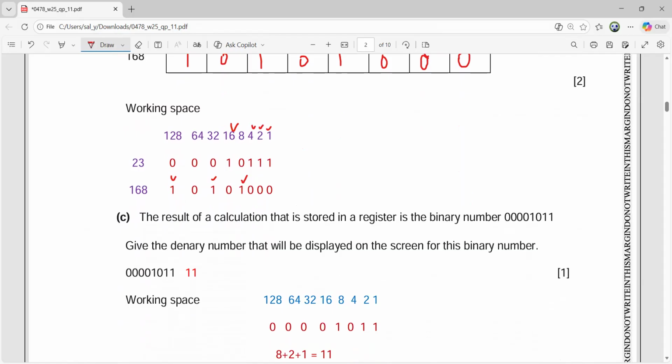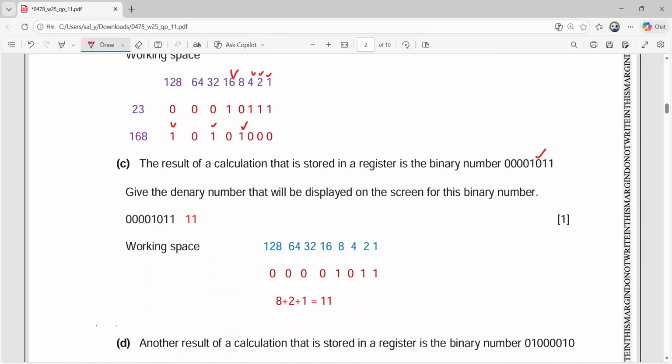The result of a calculation that is stored in a register is the binary number 00001011. Give the denary number that will be displayed on the screen for this binary number. It means that you simply need to do the calculation from binary to denary. So what you do is you do the same as we did for the earlier part, but here you will be simply adding all those bits which are on. So the bits which are on are 8 and 2 and 1. So 8 plus 2 plus 1 will be 11. So this is your final answer, and in this manner you will be able to obtain one mark.